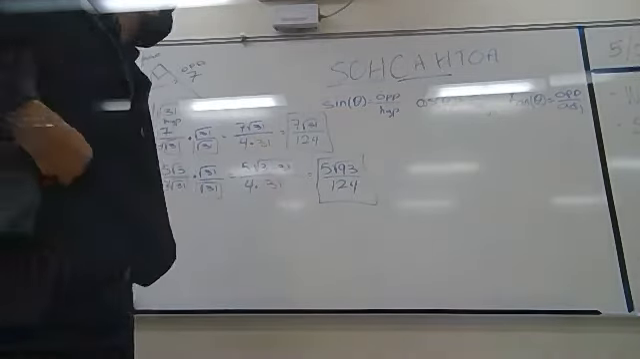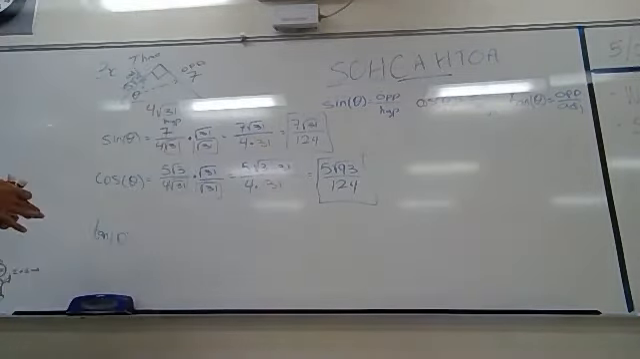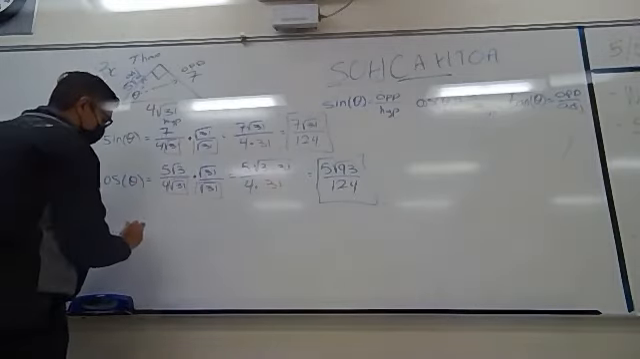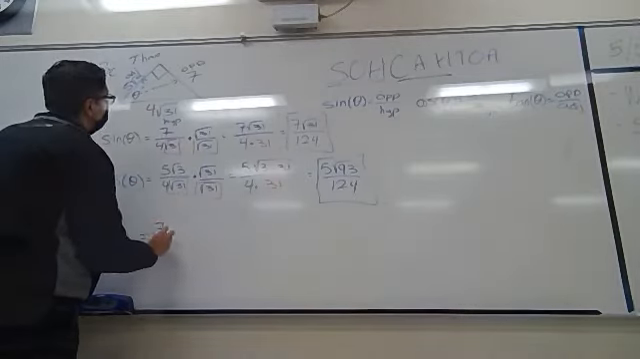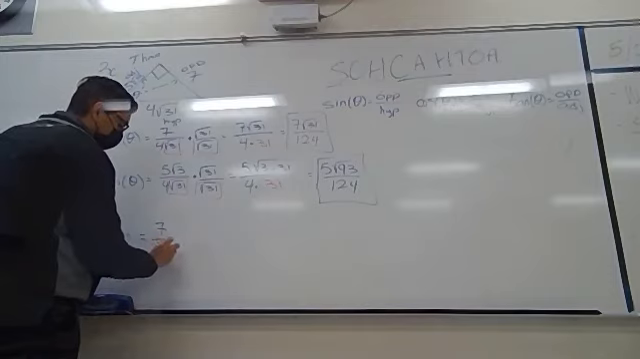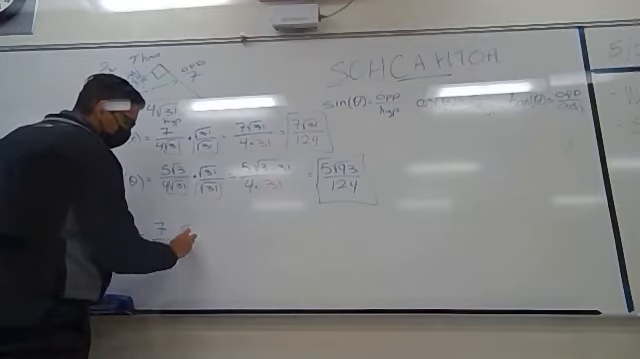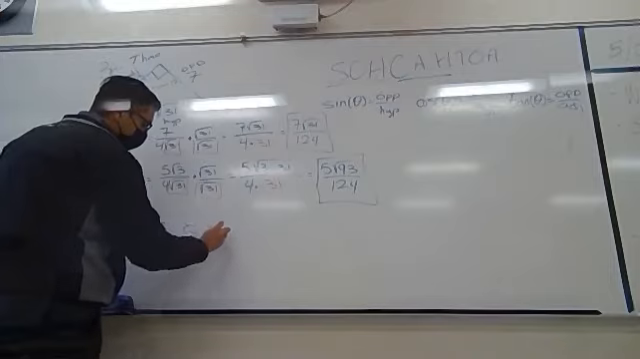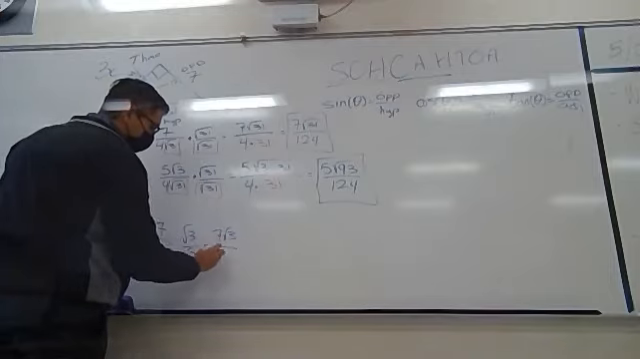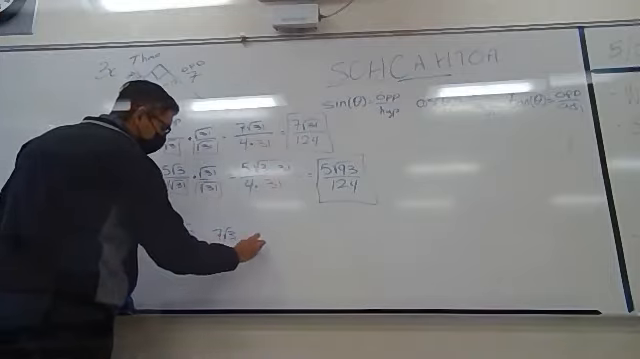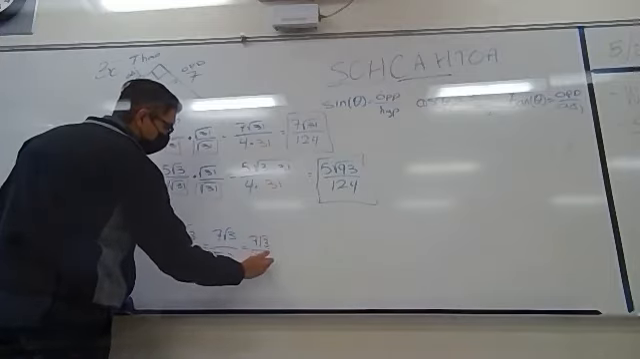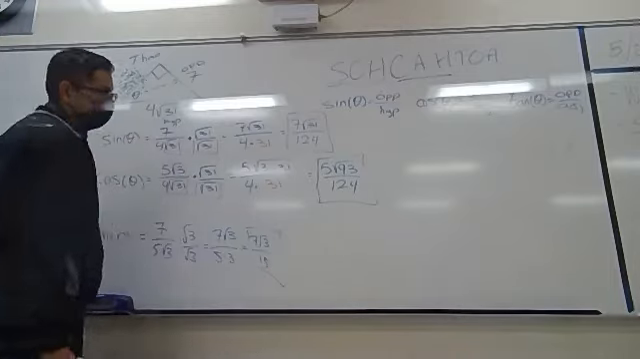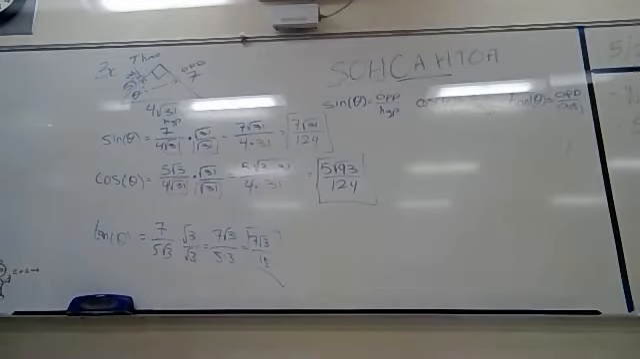All right, and then the last one is tangent, opposite over adjacent. In this case, it is 7 over 5 square root of 3. There's a square root at the bottom. I want to cancel it out. 7 and square root of 3 stay separated. Bottom is 5 times 3. 7 square root of 3 over 15. And there we go. Those are the 3 trig ratios for this triangle.